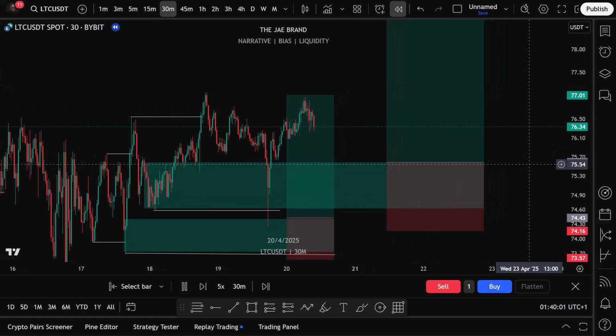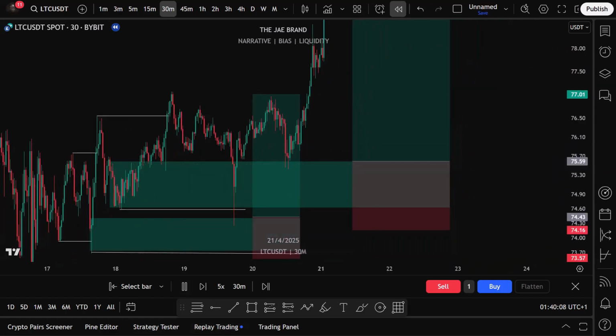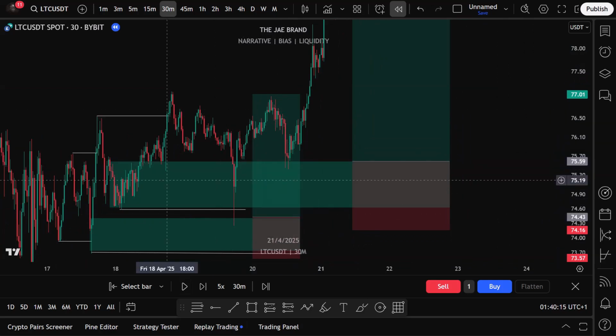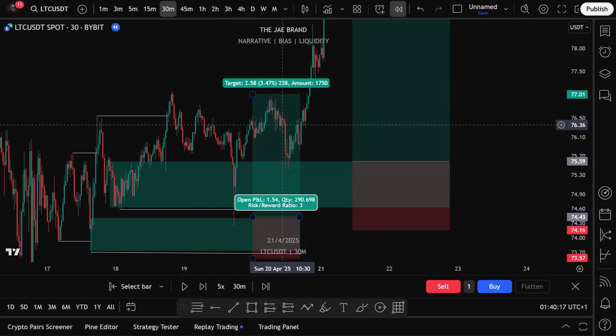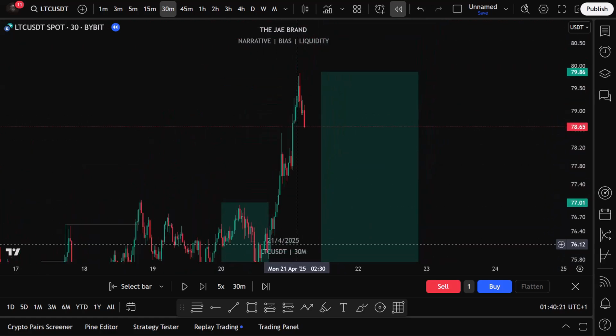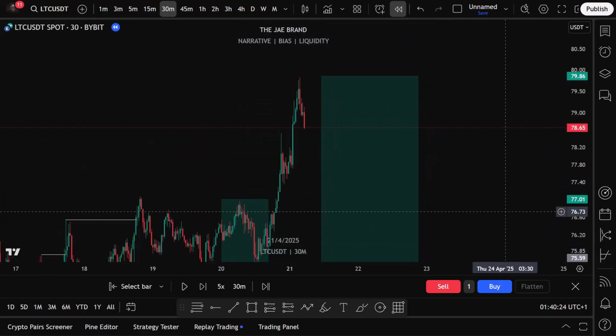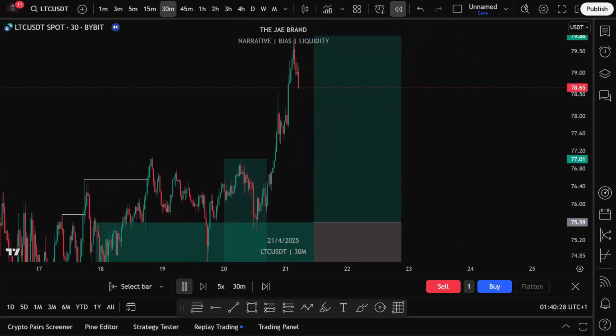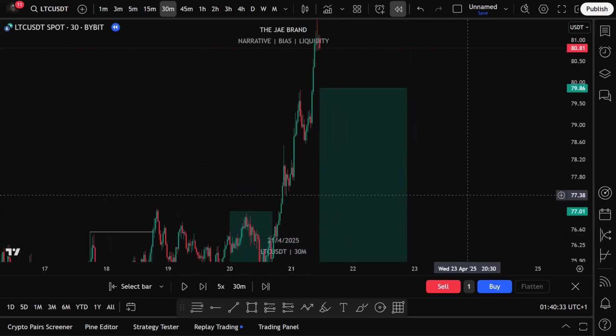There we go. First TP, not yet. So that's the first TP, and as you see, price came to mitigate the reclaimed block. There was a break of the reclaimed block. The block was reclaimed, and price came back to mitigate this reclaimed block, and here we go. So I had a 1 to 6 RR on this trade on LTCUSDT. So that is a big boom.